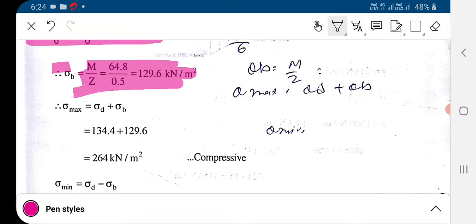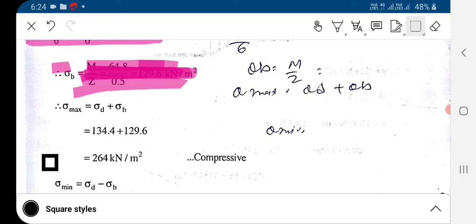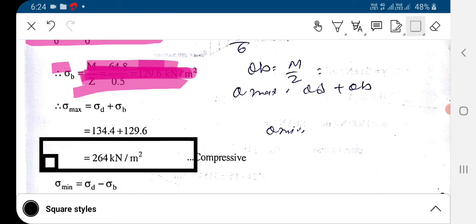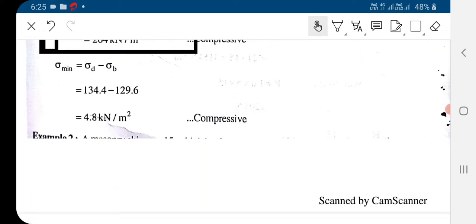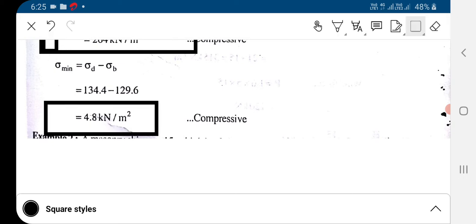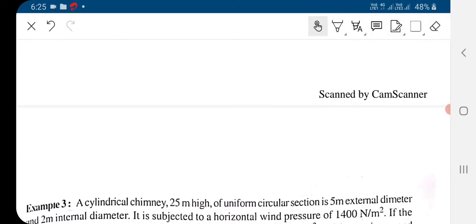So we know the direct stress, we know the bending stress, so we can easily compute the combined stress, sigma maximum and sigma minimum. Sigma maximum comes out as 264 kilonewton per meter square. It is positive, so it is compressive in nature. And sigma minimum comes as 4.8 kilonewton per meter square. It is also positive and compressive. So both the stresses are coming as compressive stress. Okay, so here we have completed the first example based on this chimney.